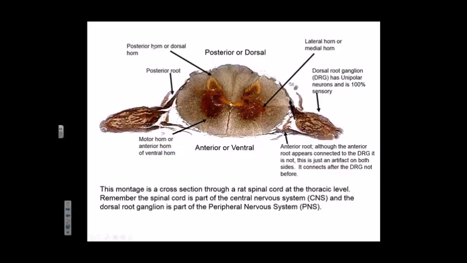So the posterior horn is purely sensory, incoming information. The anterior horn, or the ventral horn, is purely motor.